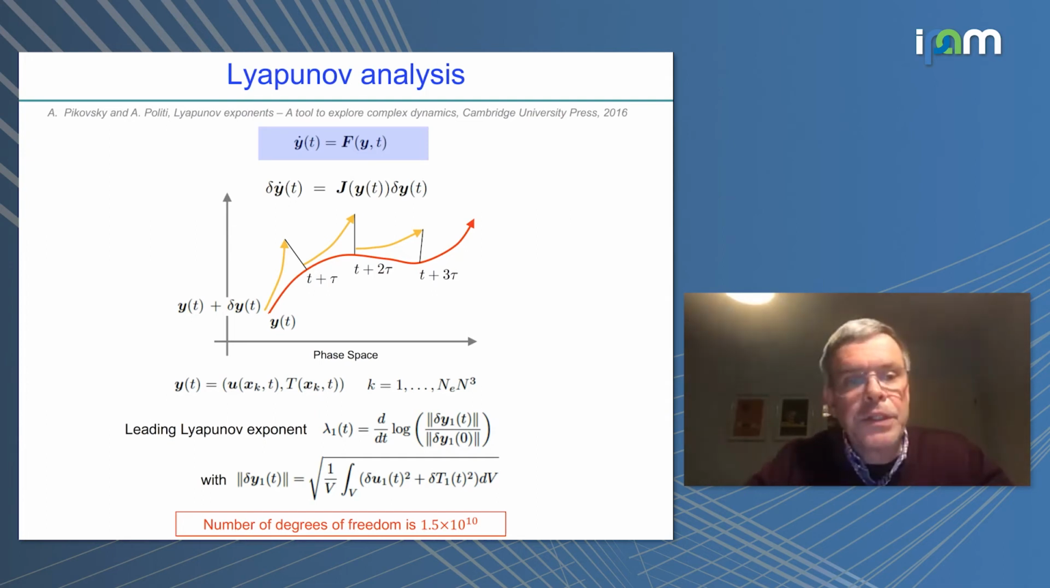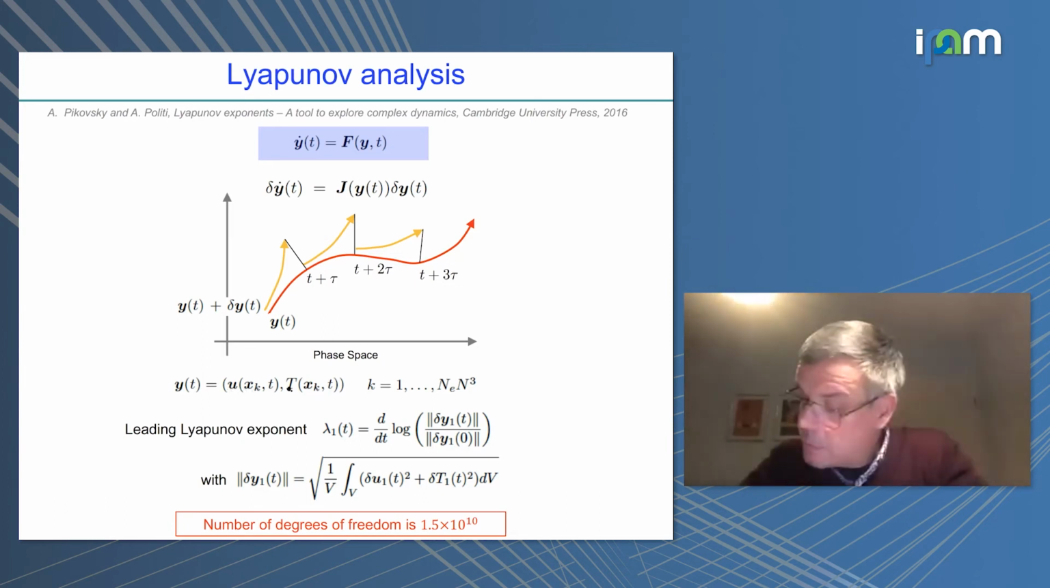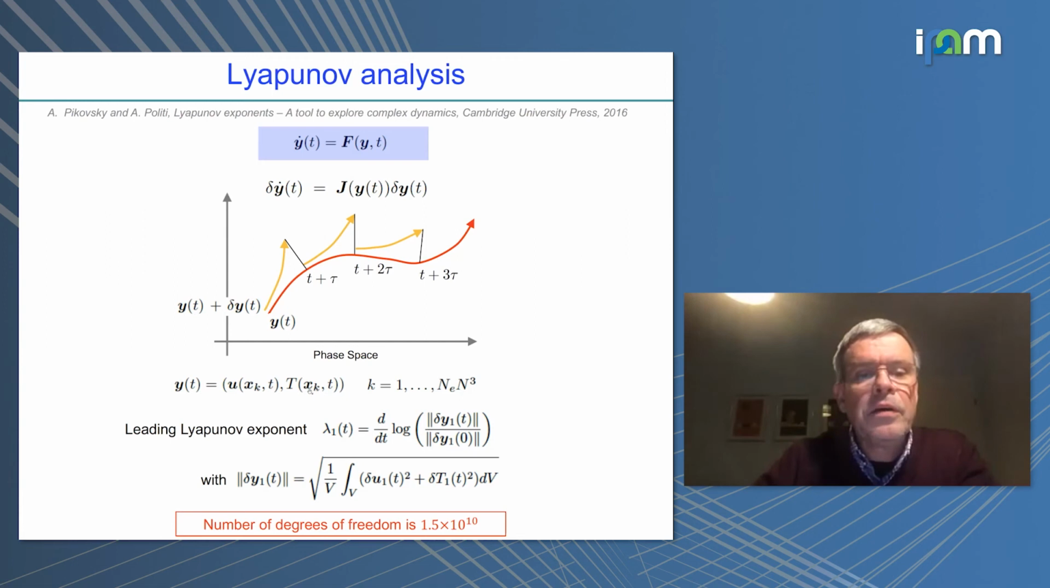We have a lot of degrees of freedom in our system. The number of degrees of freedom can be estimated when you consider the 3 velocity components and the temperature field at each grid point. And the number of grid points is roughly the number of spectral elements times the collocation points in each spectral element to the power of 3, which is determined by the polynomial order in which you are expanding all your fields. So this is for the largest case something like more than 10 to the 10.